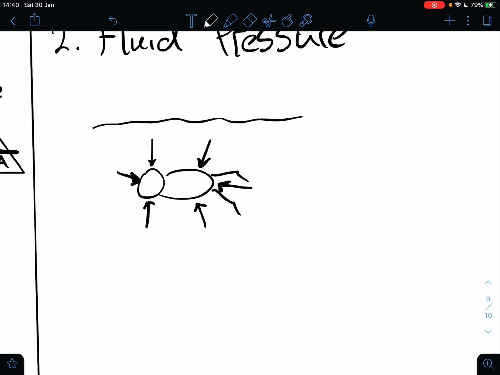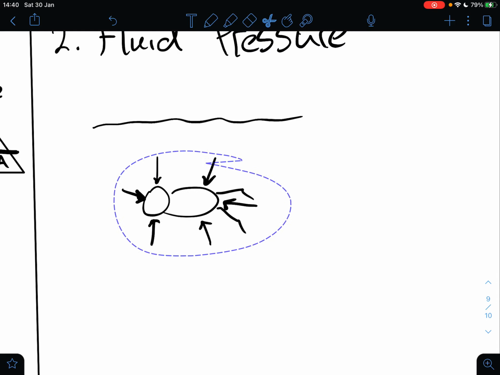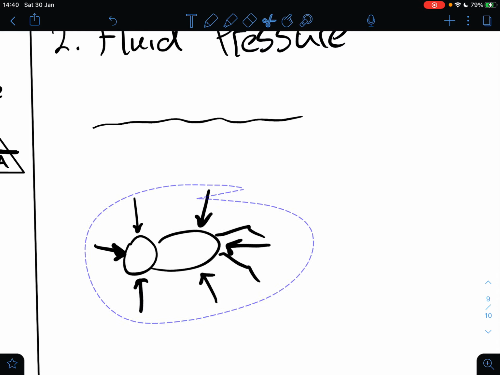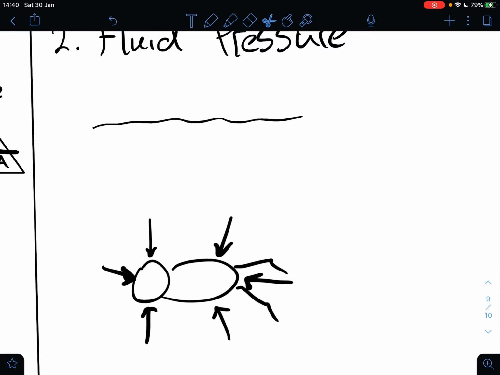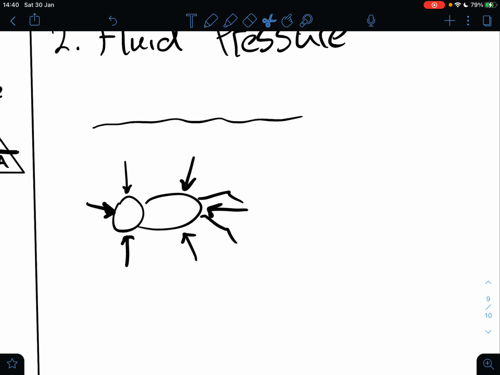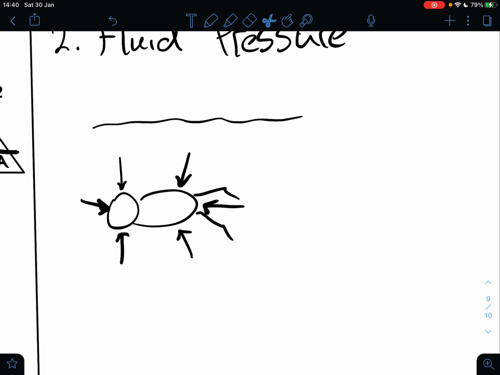There we go. Now, if you go deeper, that pressure is going to increase upon you. You're getting bigger, but not really, but the pressure's getting bigger. So, what's causing that? Well, one of the reasons is water has a density. And if you remember, we use the symbol rho for the word density.